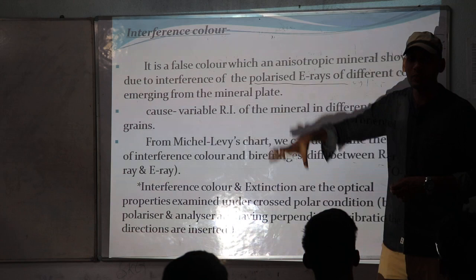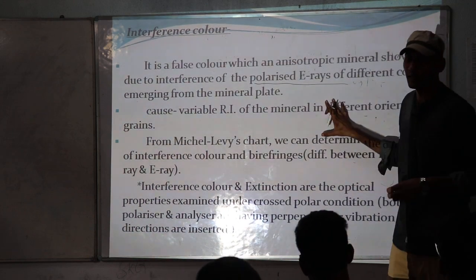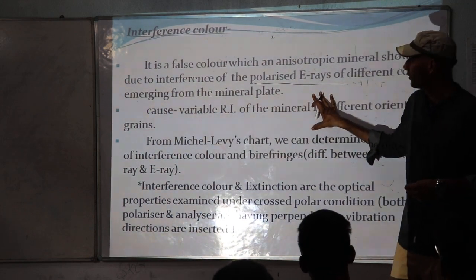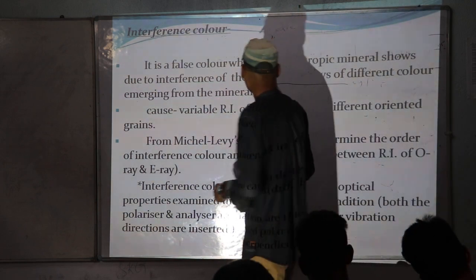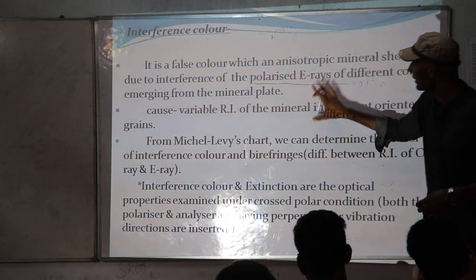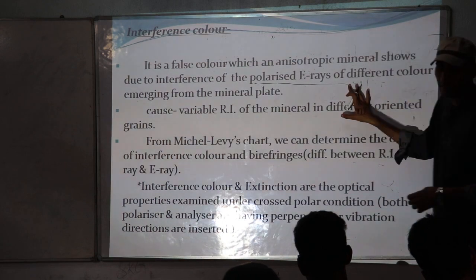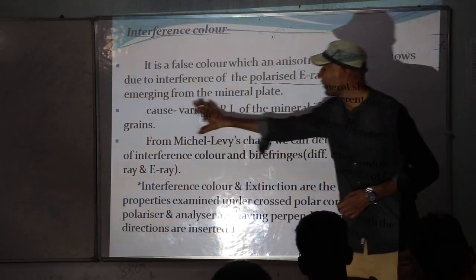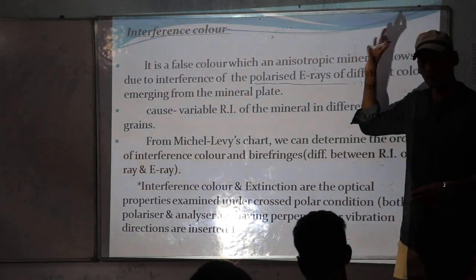Because when the light ray moves out of the analyzer, there are only E rays. There is no ordinary component there. So that is the false color produced due to interference of polarized extraordinary rays of different colors emerging from the mineral plate and passing through the analyzer.